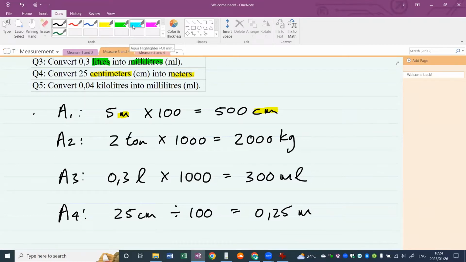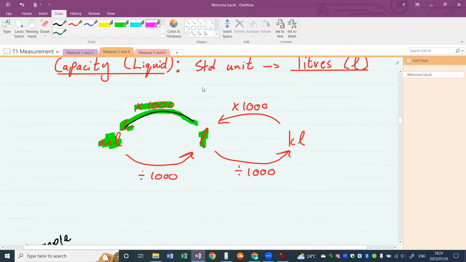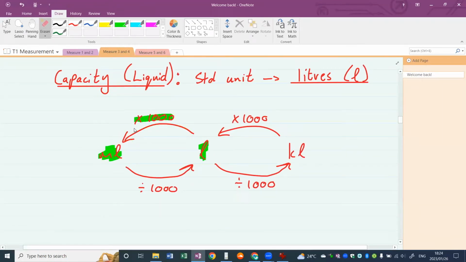Okay, this question, let's see what it says. It says convert 0.04, that's very small, kiloliters, and I want that in milliliters. From kiloliters to milliliters, that's a double jump, okay? We need to go from kiloliters to milliliters.